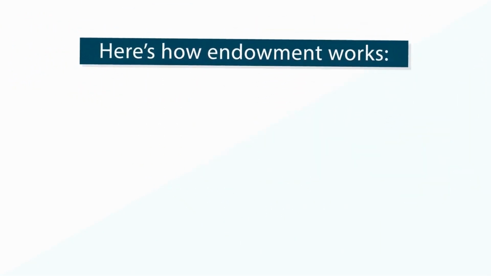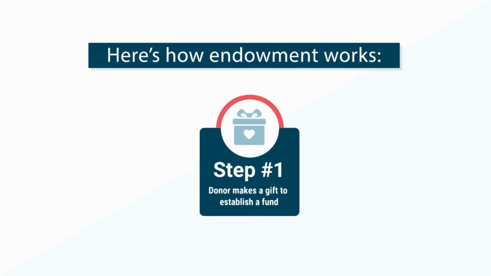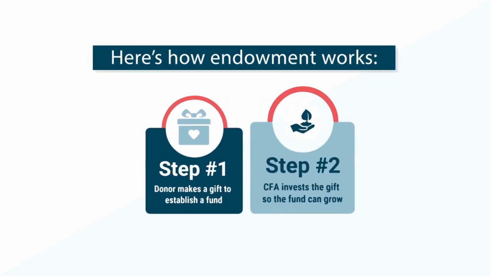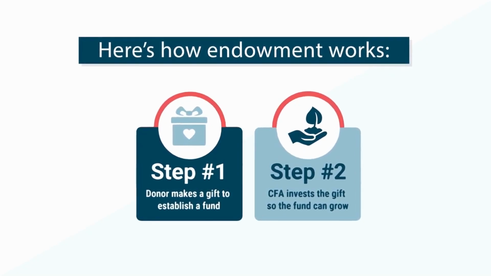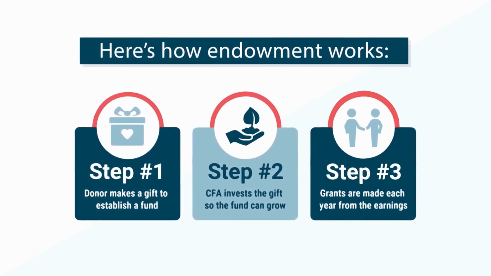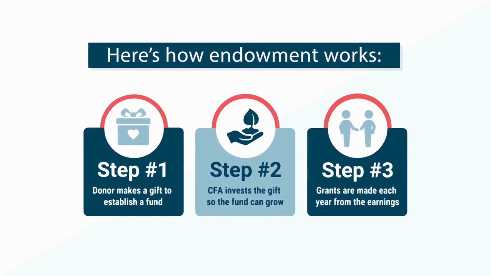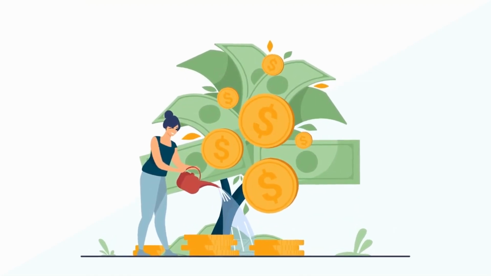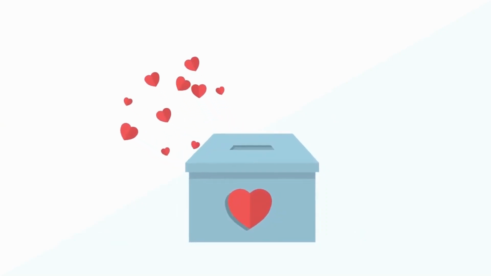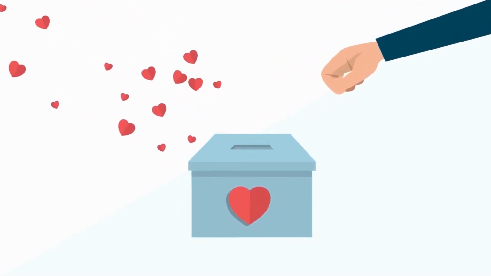Here's how endowment works. A donor makes a gift to establish a fund. The foundation strategically invests the donation to help the fund grow over time. We award grants from the fund's revenue each year to causes that matter to the donor. The number of grants from a fund can eventually exceed the amount of the original gift. That's why we call it a lasting impact. It's a sustainable model of philanthropy.